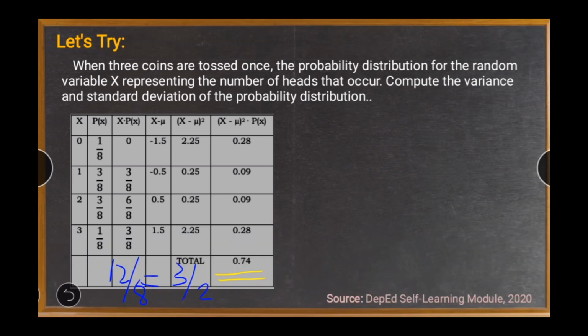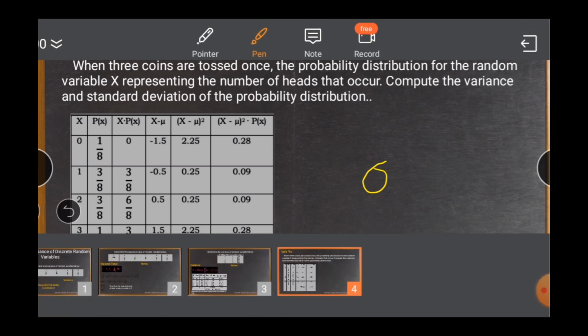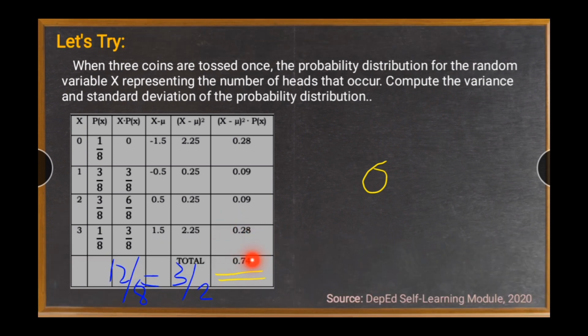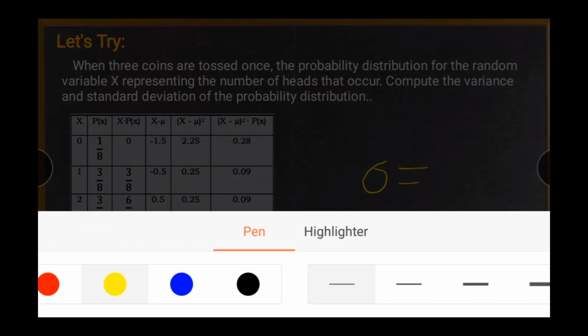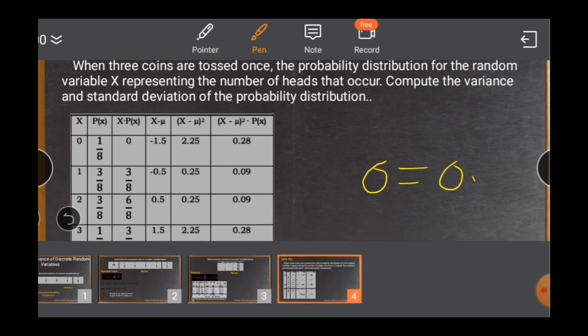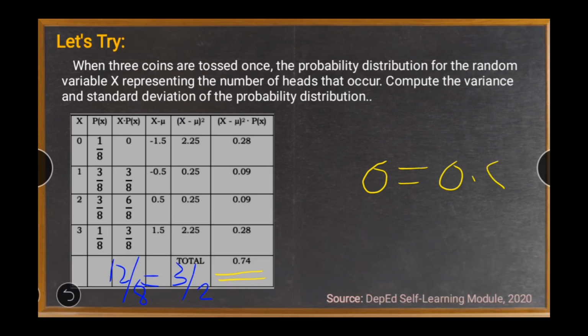And for your standard deviation, just get its square root, which is approximately 0.86.